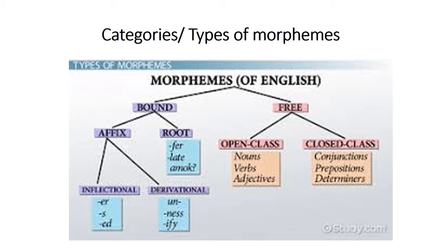Let me give you an example. The example is the word undressed. As we divide this word into its components, we see that there is a prefix un, there is a stem word that is dress, which is a free morpheme, and then lastly ed, which is a suffix and is bound. The initial one, the prefix un, is also a bound morpheme.